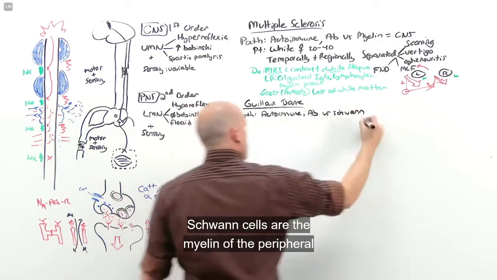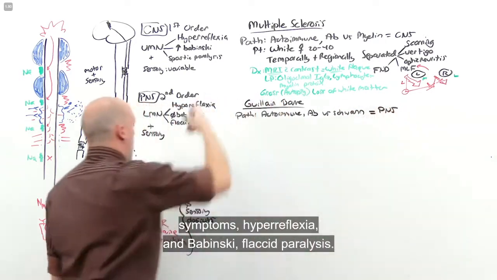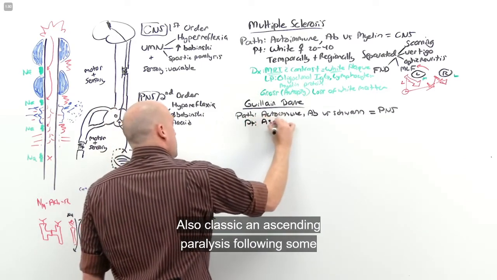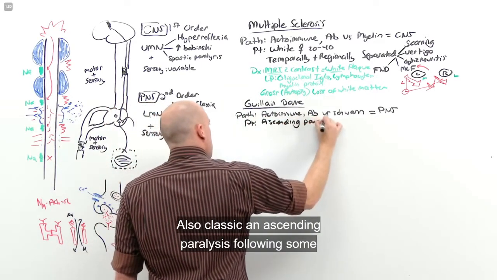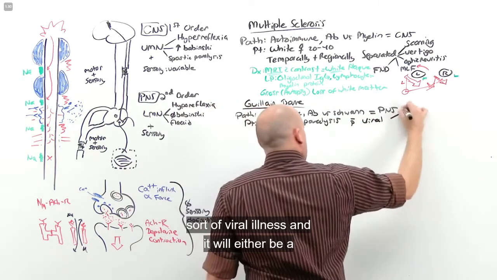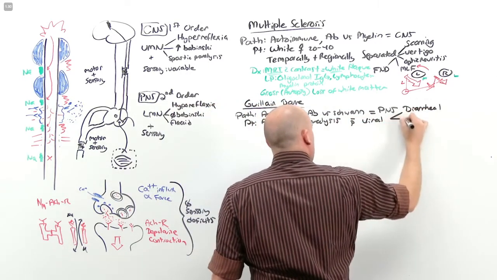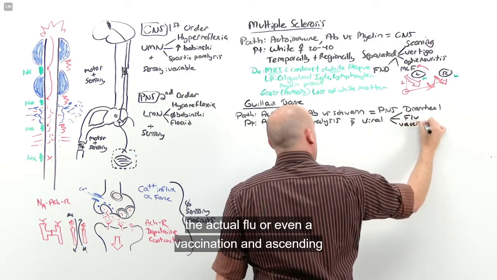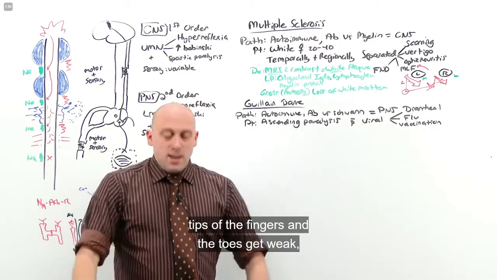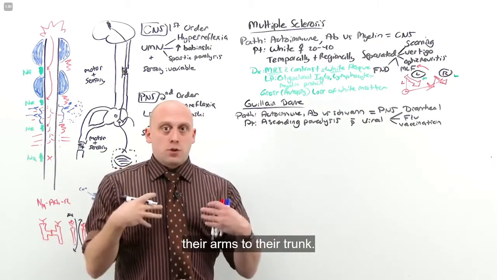Schwann cells are the myelin of the peripheral nervous system, so you're going to get peripheral nervous system symptoms: hyporeflexia, Babinski, flaccid paralysis. Also classic, an ascending paralysis following some sort of viral illness. And it will either be a diarrheal episode a couple of weeks ago, an actual flu, or even a vaccination. And ascending paralysis means the distal extremities, tips of the fingers and the toes, get weak. And then that weakness begins to ascend their body, their arms to their trunk.